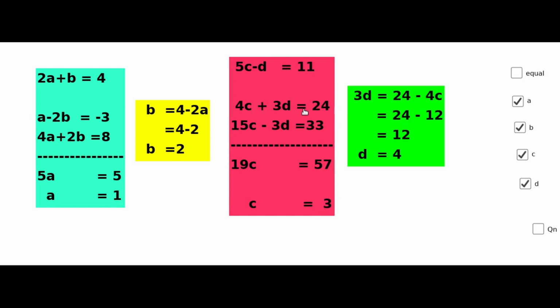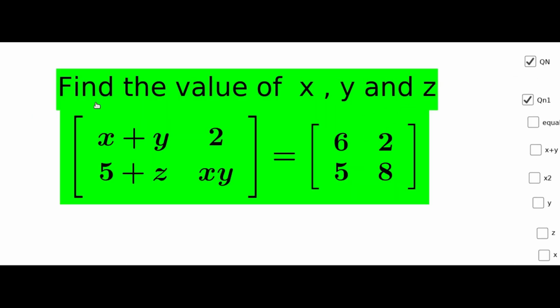Here 4C plus 3D equal to 24. From this, 3D equal to 24 minus 4C. We have C equal to 3. Then 4 into 3 equal to 12. 24 minus 12 equal to 12. 3D equal to 12. Therefore, D equal to 12 by 3 equal to 4. Thus, we have obtained the values of A equal to 1, B equal to 2, C equal to 3 and D equal to 4.